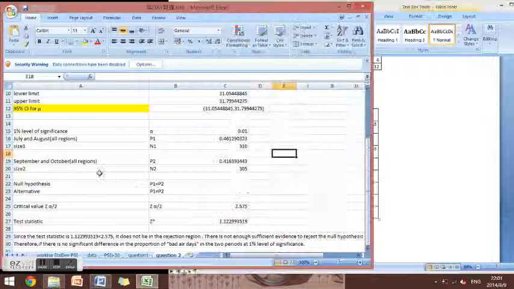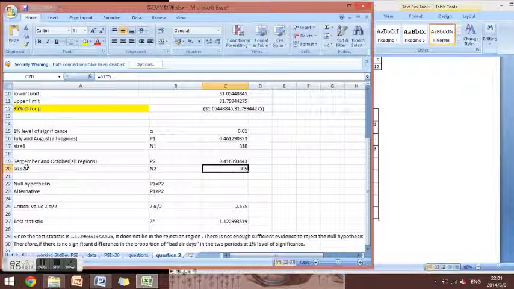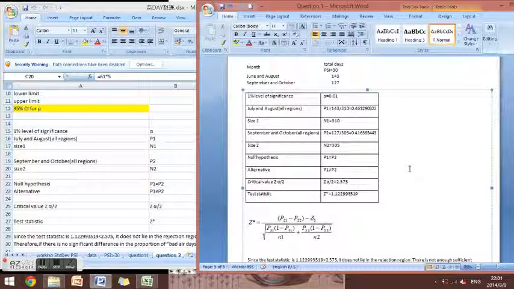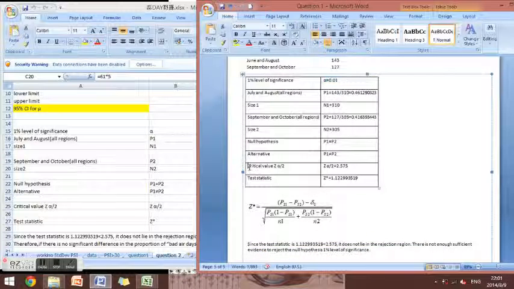How can I get this one? Because September and October total days is 61, but we have 5 regions, so we can get 305. I set the null hypothesis as P1 equals P2, therefore the alternative is P1 is not equal to P2. From alpha, I can get the critical value, which is shown here, 2.575.